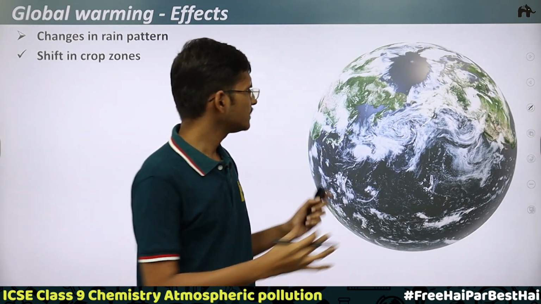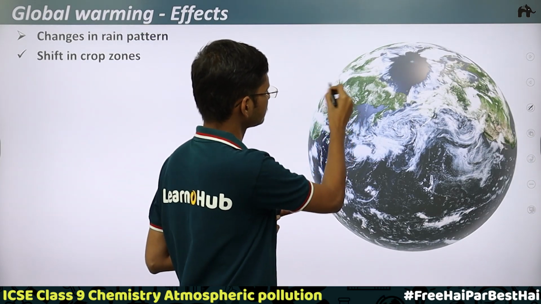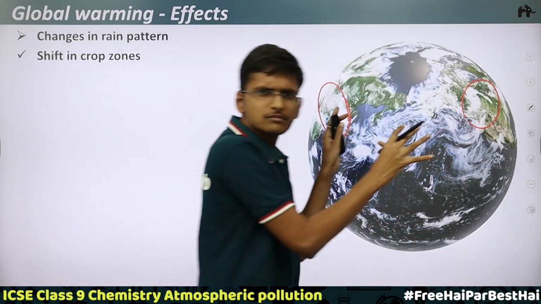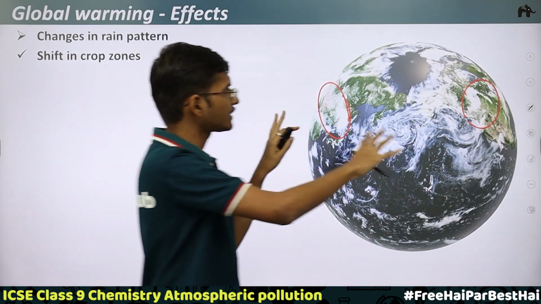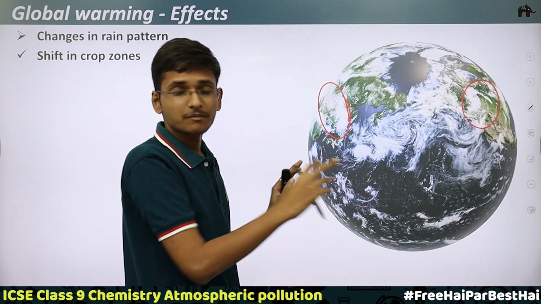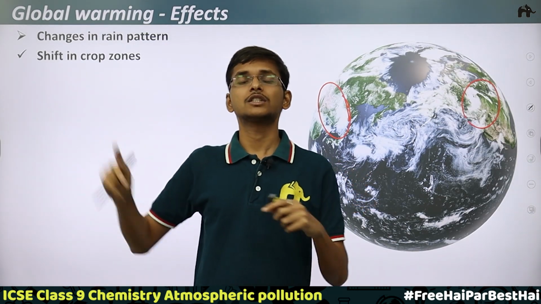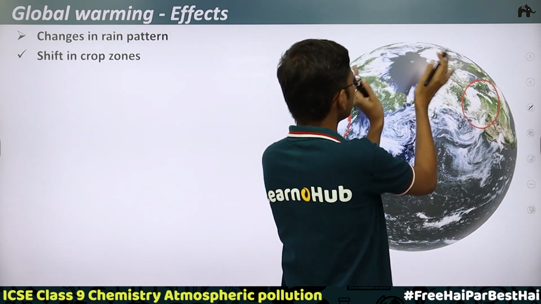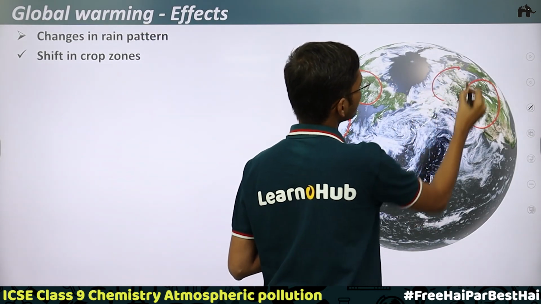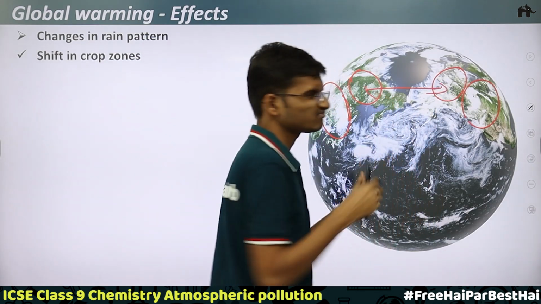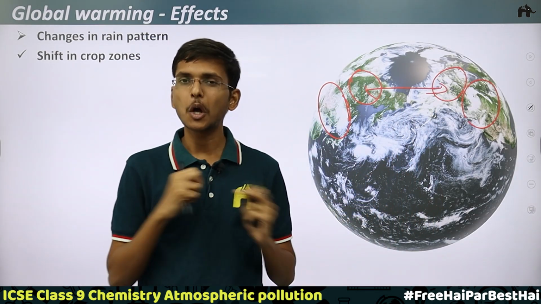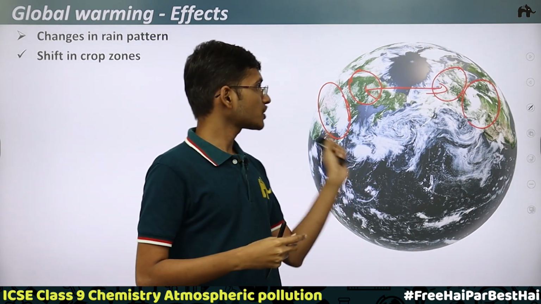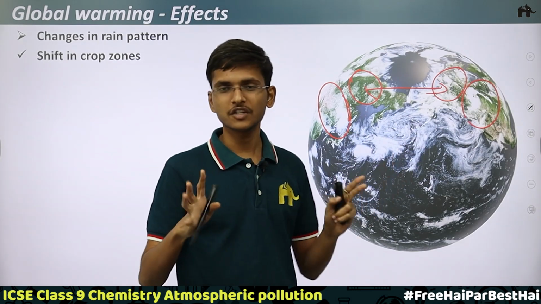Let me give an example. See, here in Russia, and here in Canada, the wheat producing zones are there. Fine. But because of such global warming, the wheat producing zones in Russia and Canada would shift upwards to these polar regions. And these polar regions are not that fertile.